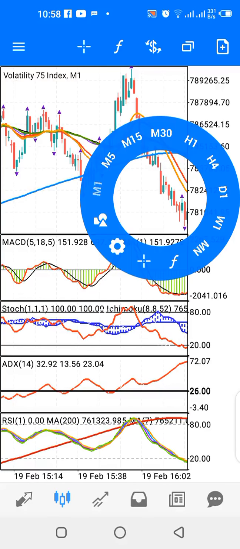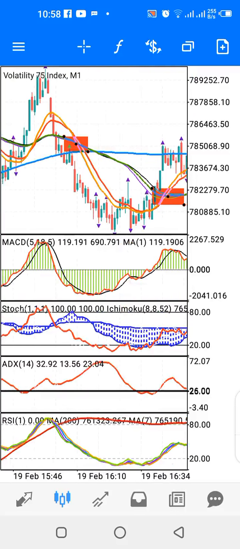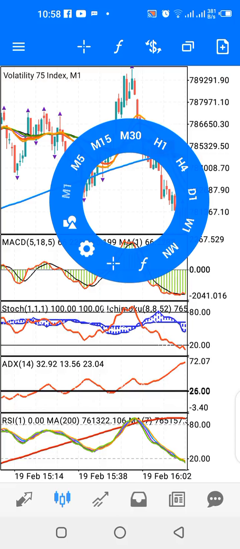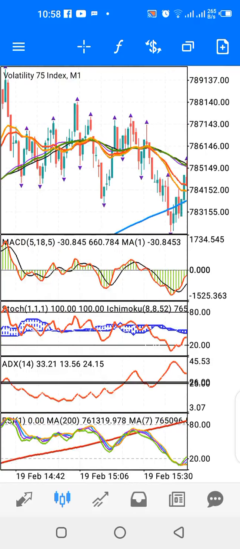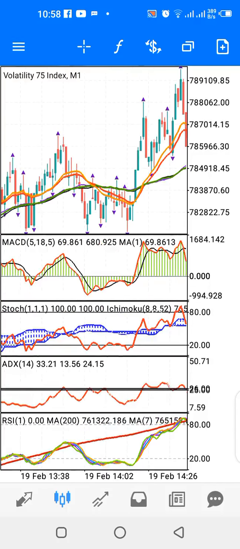Cross down, like you have a cross down here. Okay, sell. Cross up, buy. Okay, we have range. This is a range formation.